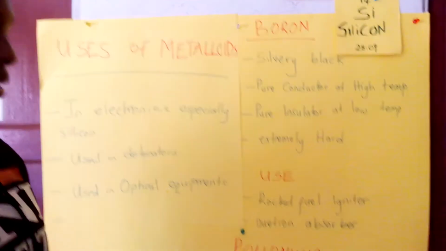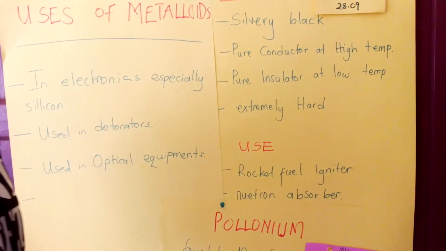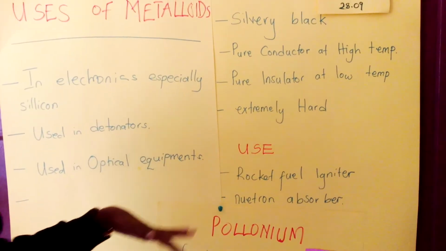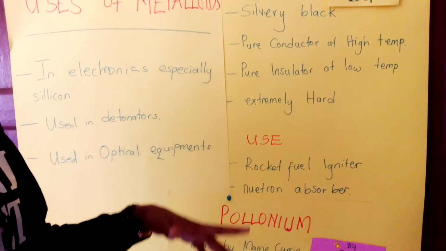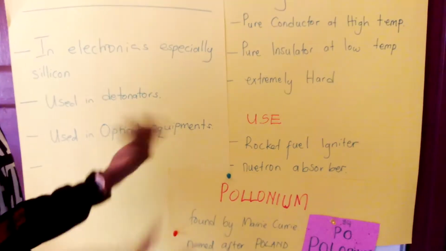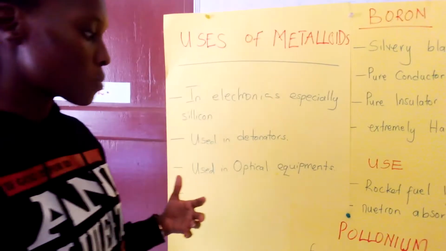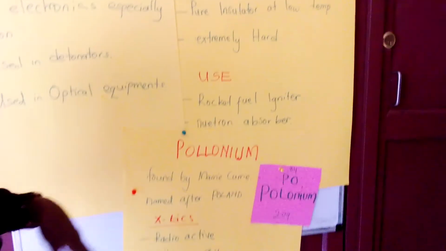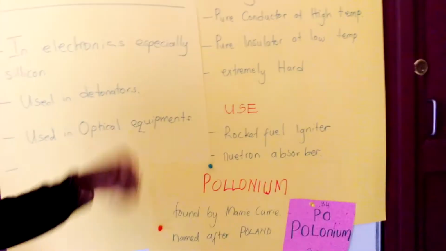Then under the uses, it is used in rocket fuel as an igniter, and it can be used as a neutron absorber in nuclear reactions. Like it absorbs neutrons when you're dealing with nuclear reactions experiments. So that is boron. I'm not saying these are the only uses that it has, but you can check your list and see whether you have other uses, add them on. And if you do not have these ones, please add them on your list.